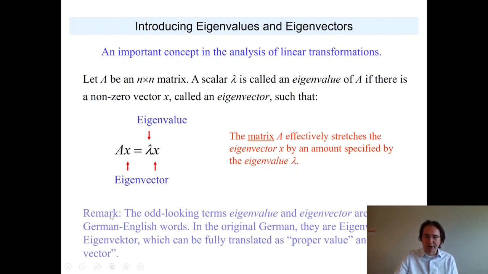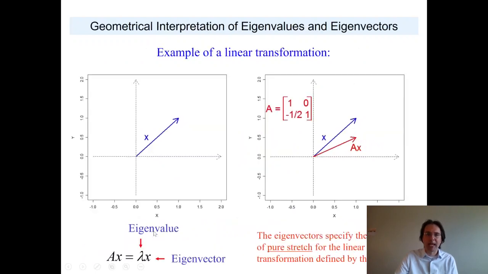Good. So one historical remark that goes with it. The terms eigenvalue and eigenvector are hybrid German-English words. In the original German, they are pronounced like eigenwert and eigenvektor, which can be literally translated as proper value and proper vector.